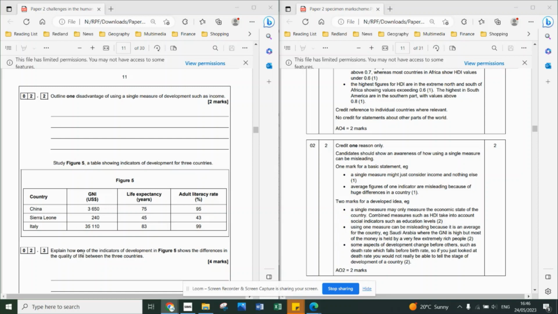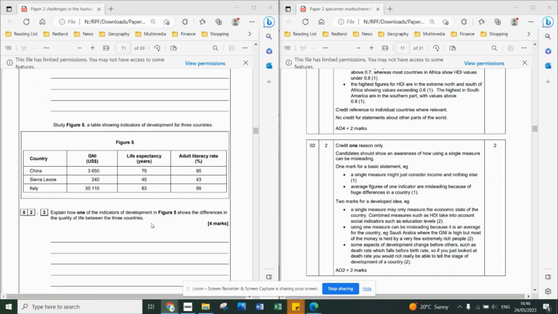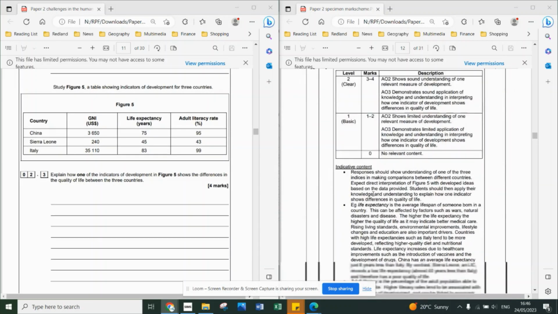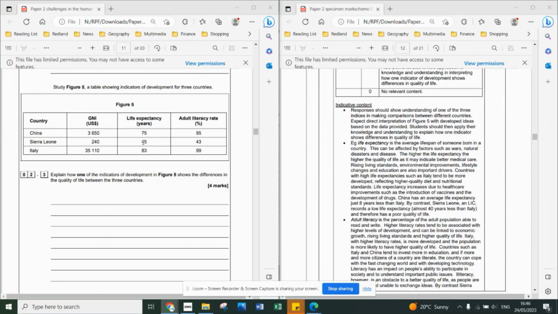Study figure 5 for the next question. Explain how one of the indicators of development in figure 5 shows a difference in quality of life between 3 countries. So you can use GNI, life expectancy, or adult literacy rate. The kind of obvious one most people are likely to go for here is life expectancy. You can see Sierra Leone is 45, whereas China is 75, and Italy is 83. And just highlight it, for 4 marks, you have to say.